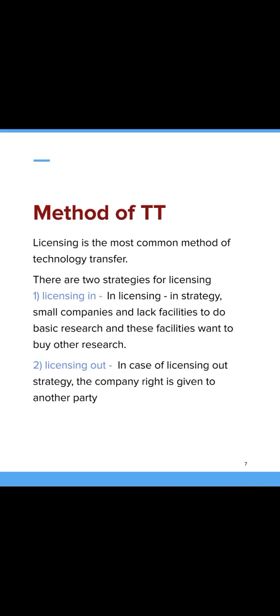Methods of technology transfer. It includes two types of methods. First one is licensing in. In this strategy, small companies lack facilities to do basic research and want to buy other research. Second one is licensing out. In case of licensing out, the company's right is given to another party. Reasons of TT.